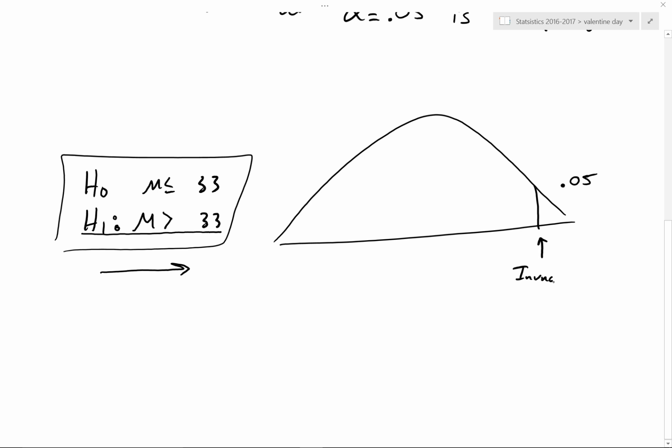Inverse normal of 0.95. That's it. Because it's a z-score. That's all I have to put in. And it comes out to be 1.644, yes?